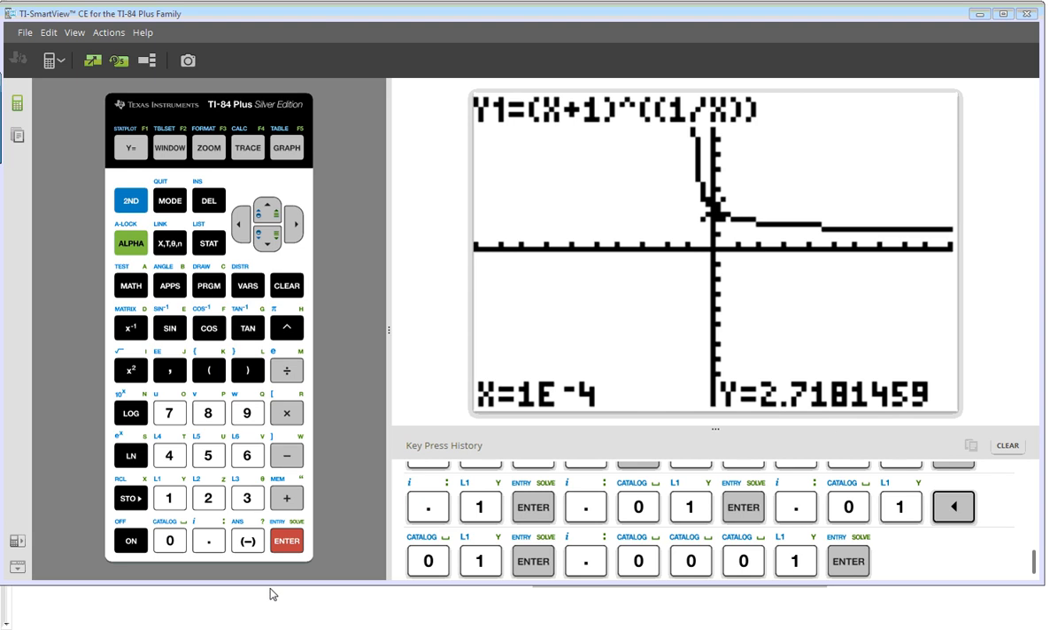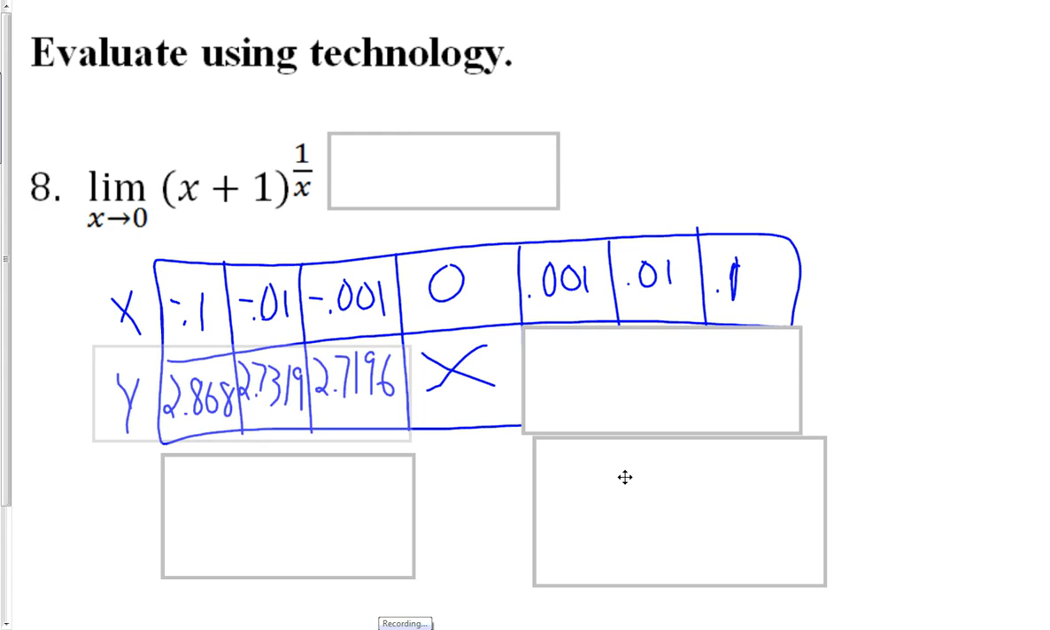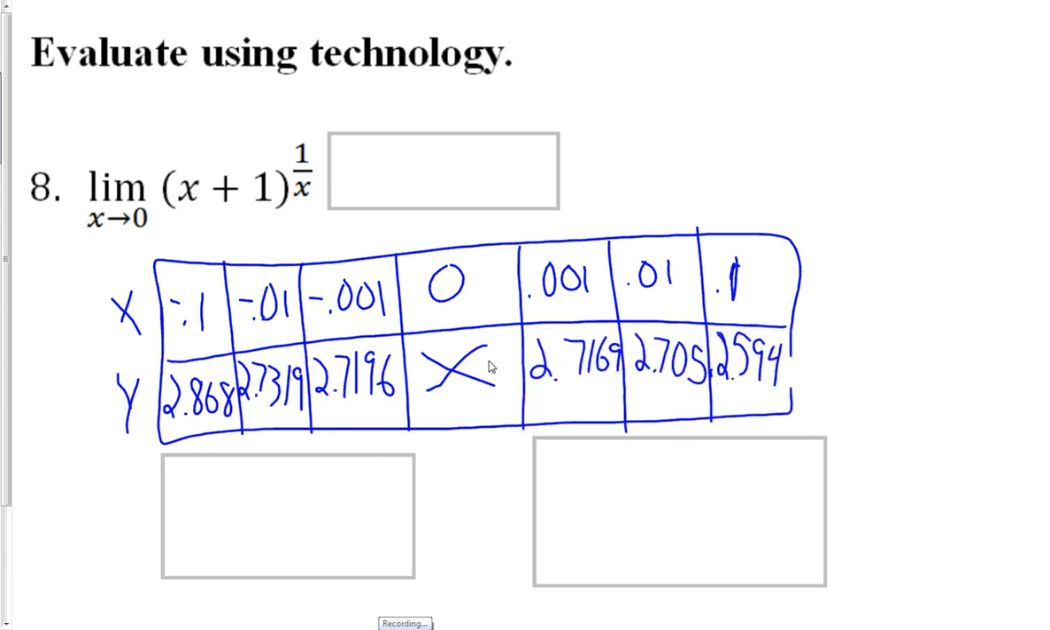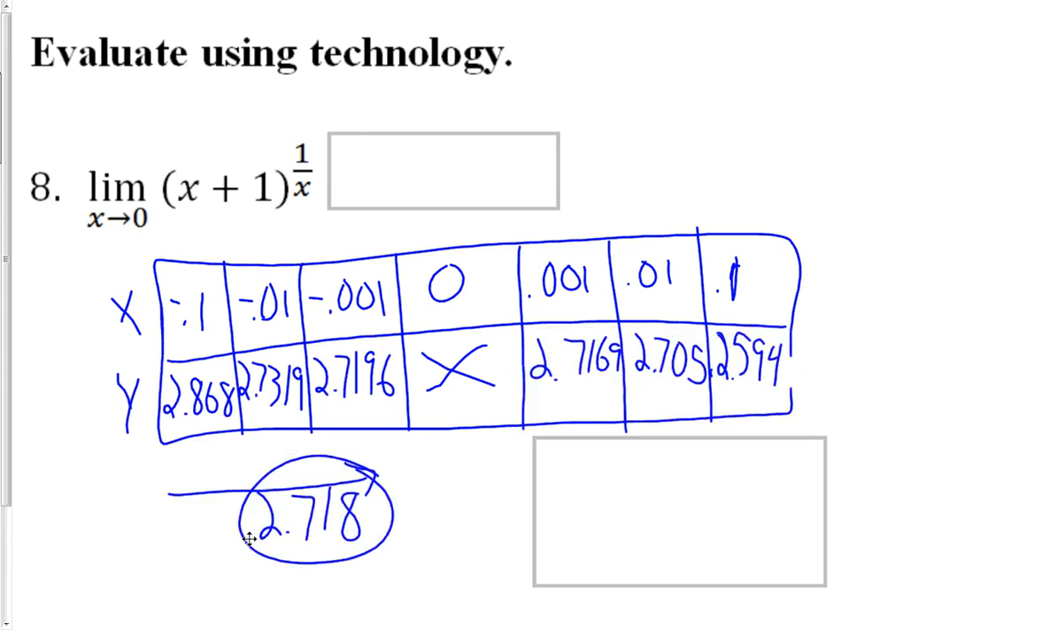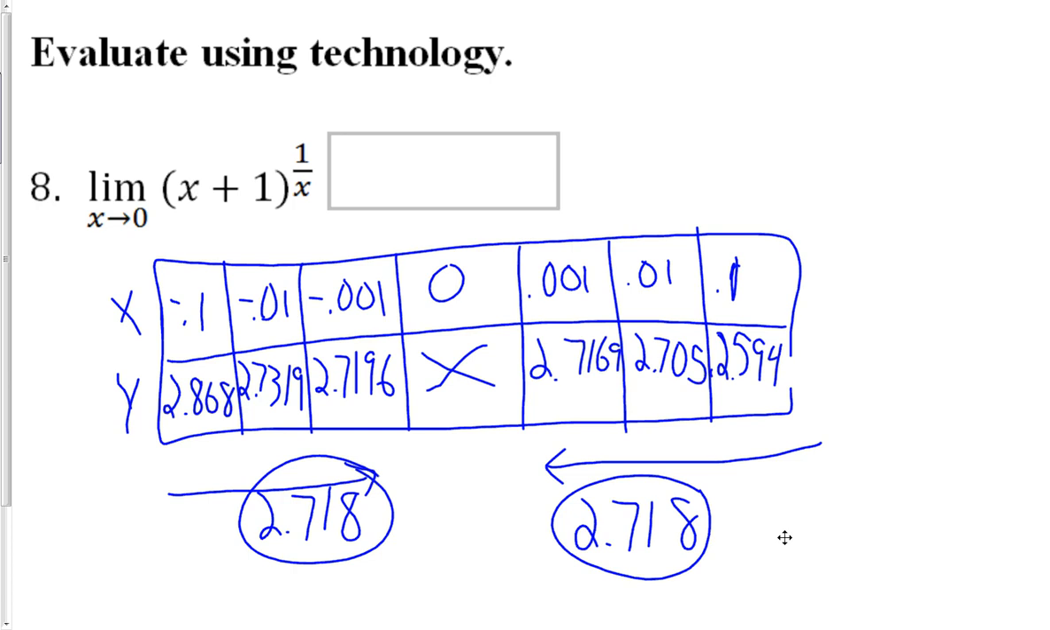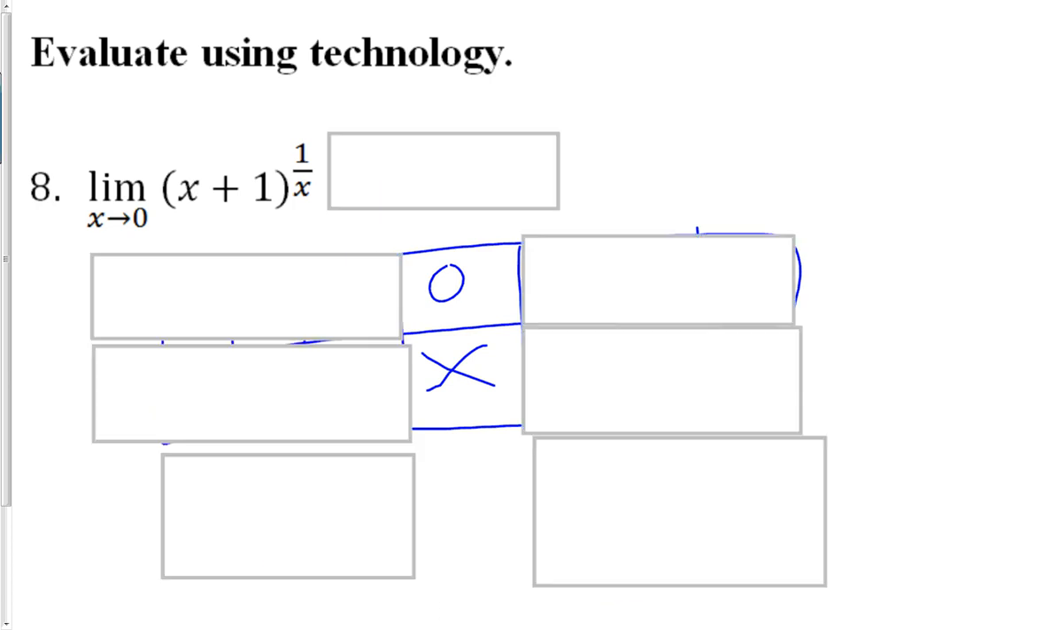So both sides appear to be approaching 2.718 something, right? And this is actually e. 2.71... is e. Both of my sides appear to be approaching 2.718, so the limit is that value.